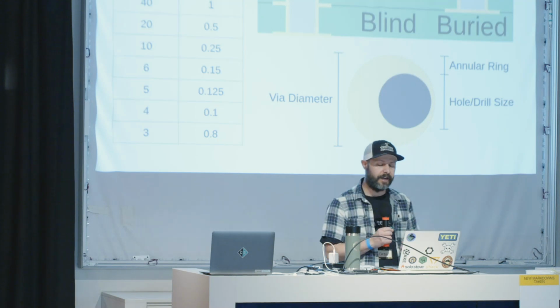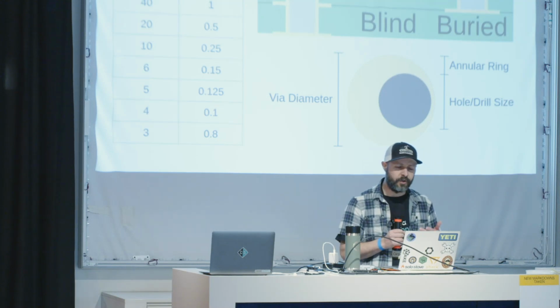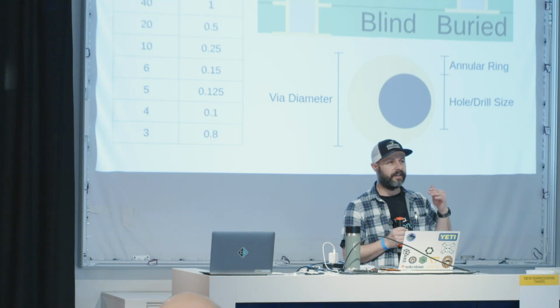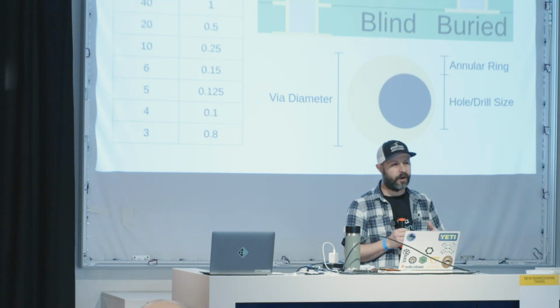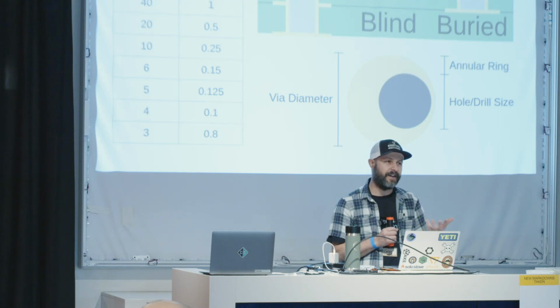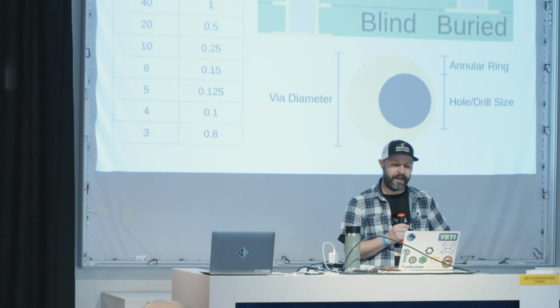Another thing I've got on this showing what a blind and a buried via is. So a blind via goes all the way to the exterior layer, but it doesn't go all the way through the board. A buried via is actually between inner layers, and it's not visible at all from the outside.